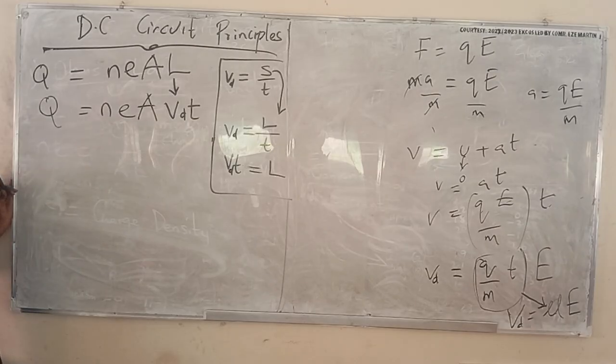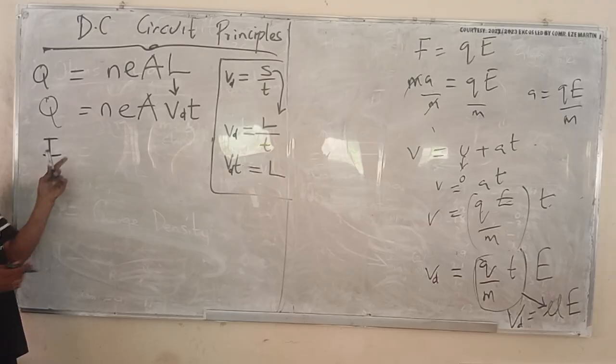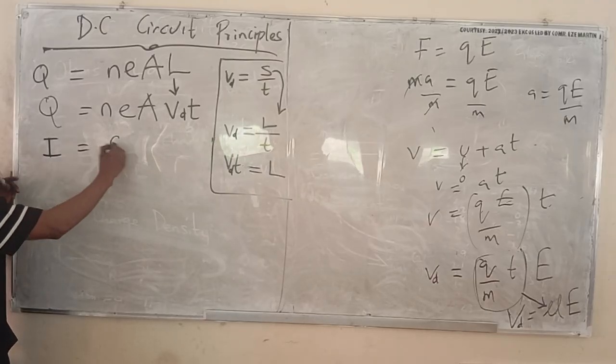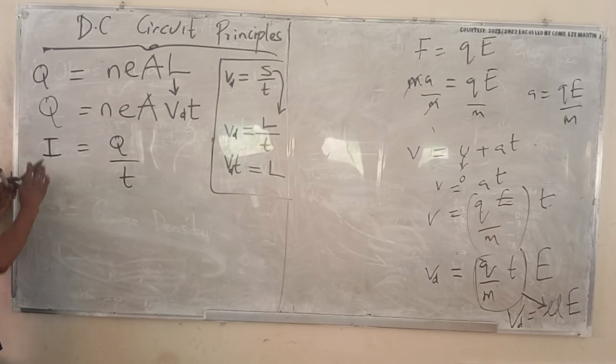So I like to tell my students to see charge as the same thing as current. Just that current now talks about the charge you have within what time. So we said that current is charge in a given surface by unit time, so I equals Q over T. Current is charge per unit time. So it's the same thing, they are directly proportional.